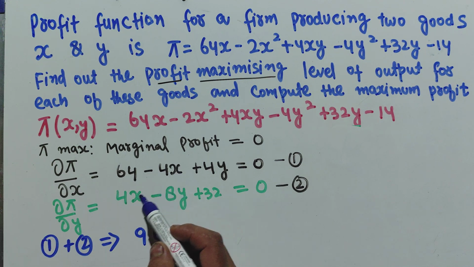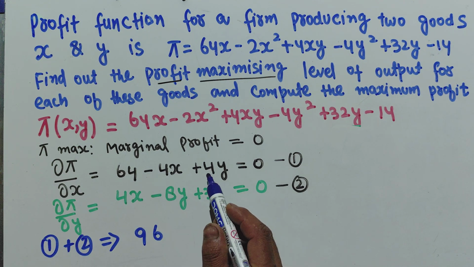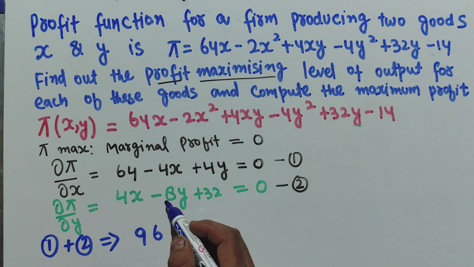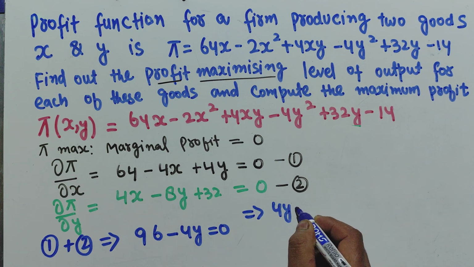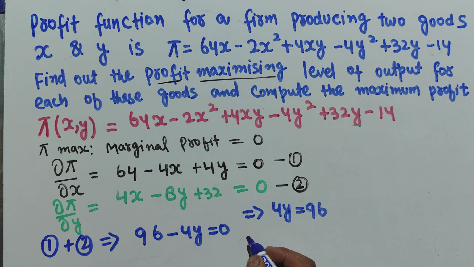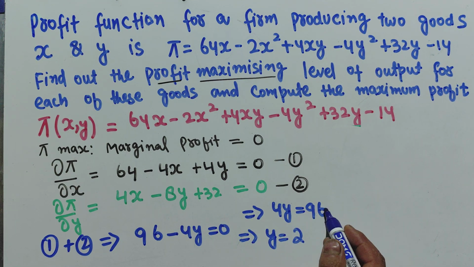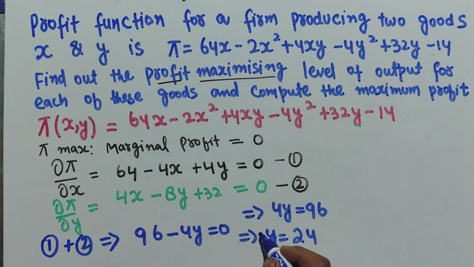Now -4x plus 4x is 0, then we have +4y - 8y, which is -4y, and it should be equal to 0, which implies 4y = 96. Dividing both sides by 4, we get y = 24. That means the profit maximizing level of good y is equal to 24 units.